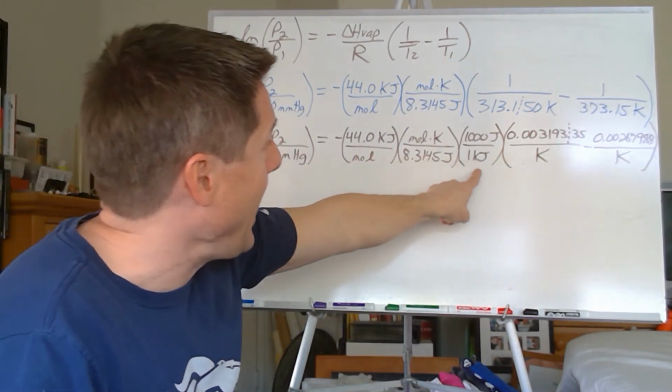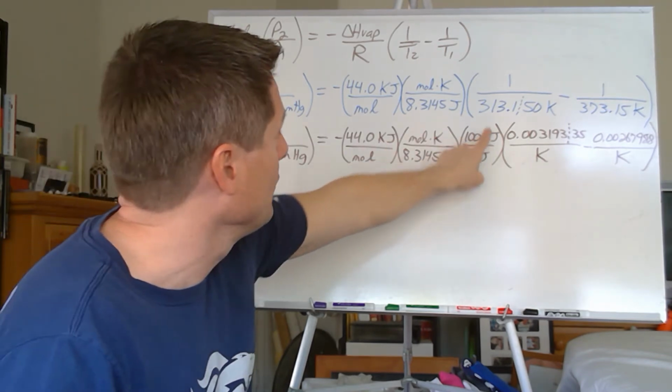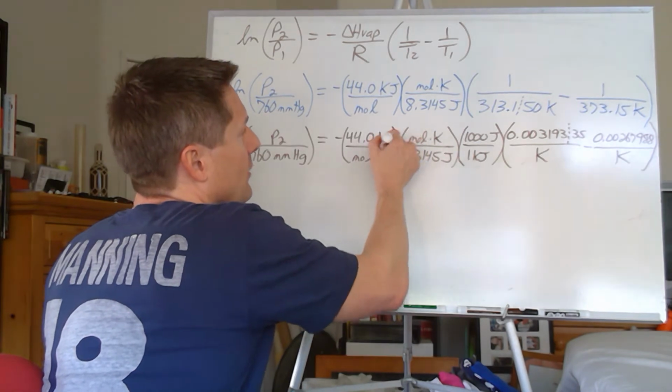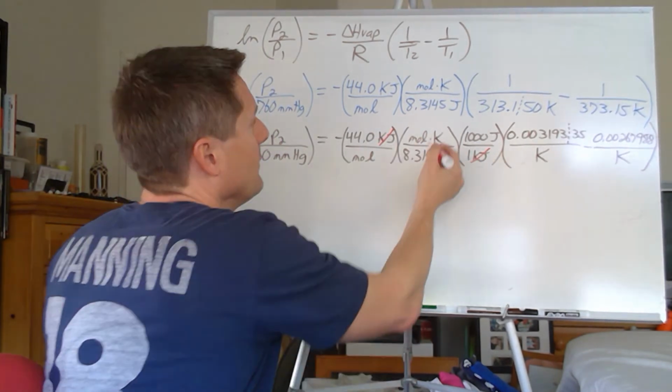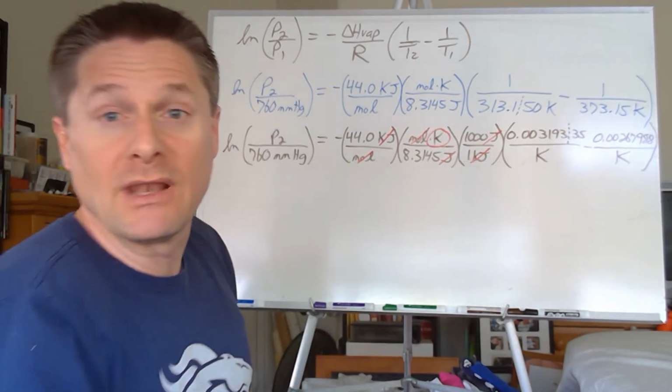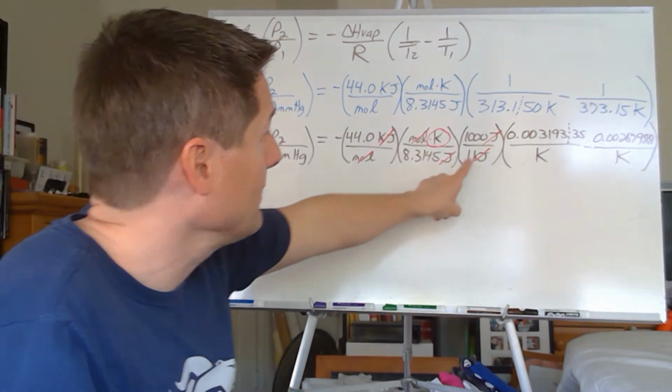What I did is I added the kilojoule to joule conversion, right? So you can see how these are going to cancel out. So kilojoules is going to cancel kilojoules. Moles cancels moles. Joules cancels joules. I'm going to be left with Kelvin there.